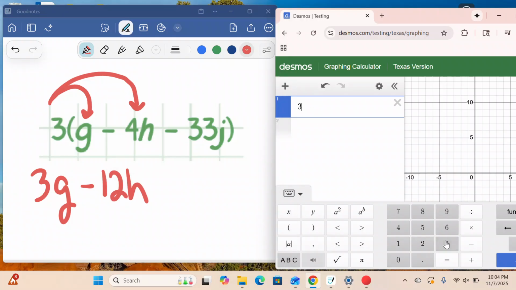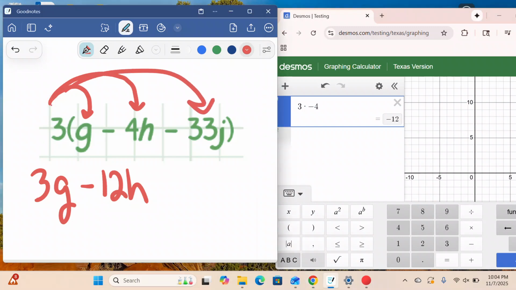Now, if I don't know what 3 times negative 4 is, all I have to do is put it in the decimals. 3 times negative 4. And the answer is negative 12, which is the same thing as negative 12H. Now I'm going to distribute to the last one. I'm going to say, well, what is 3 times negative 33J? And it gives me negative 99J.